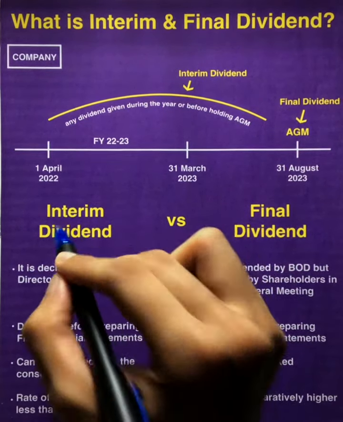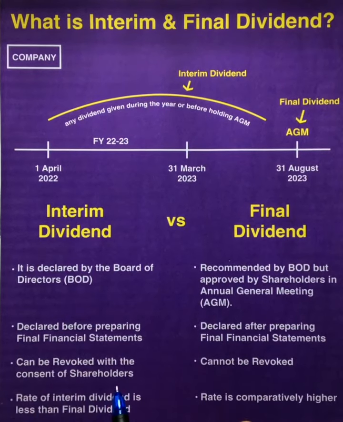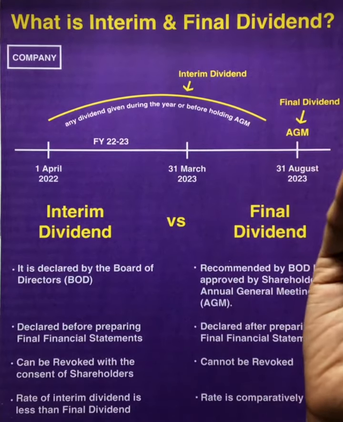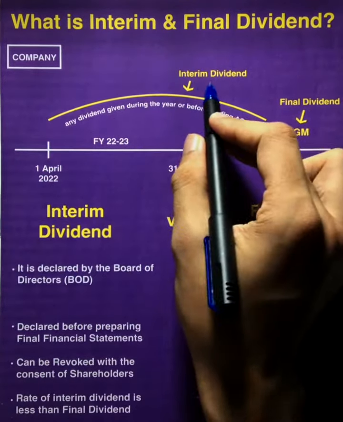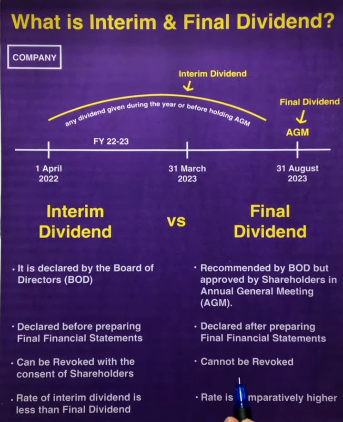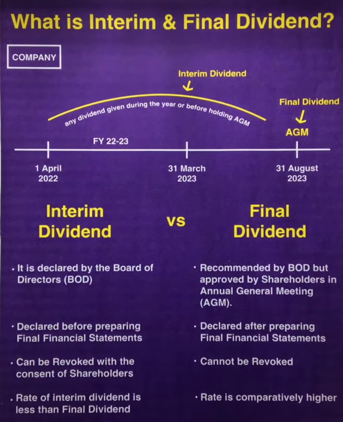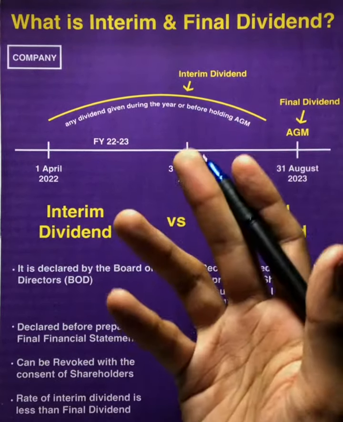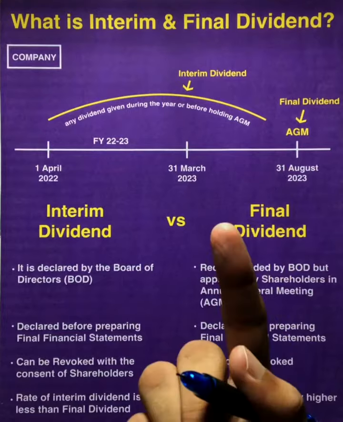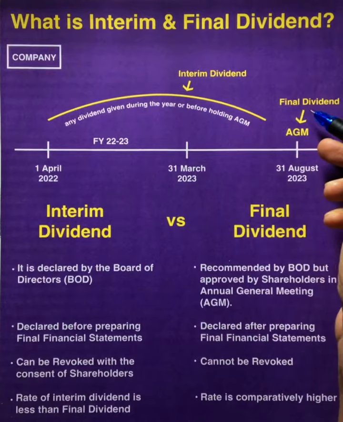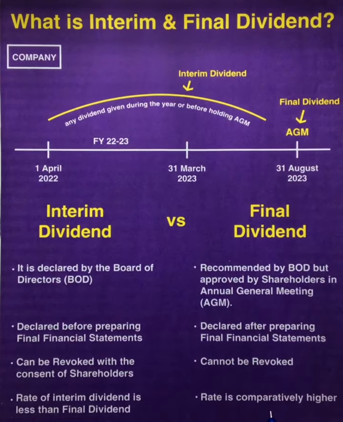And then interim dividend can be revoked with the consent of shareholders, because see what happens, the board of directors declared those dividends, but let's just say the shareholders say that we don't want the interim dividend, then that interim dividend can be revoked, whereas the final dividend cannot be revoked. Is that clear? And then the rate of interim dividend is less than final dividend, obviously, because interim dividend is given quarterly or half yearly, okay, but final dividend is given only once. So always interim dividend rate will be less than the final dividend. Final dividend rate will be comparatively higher.